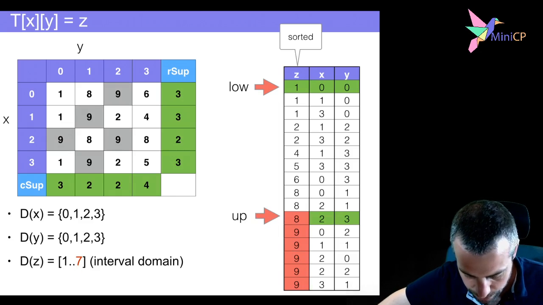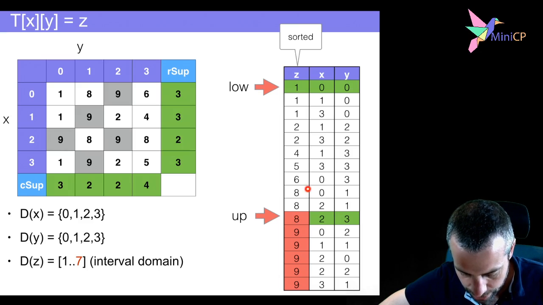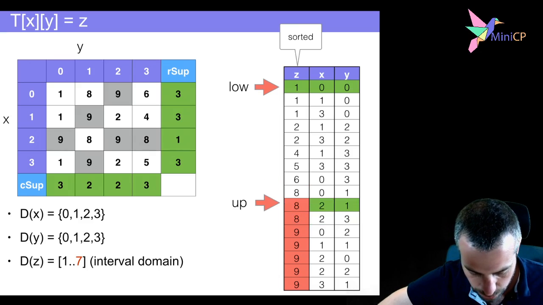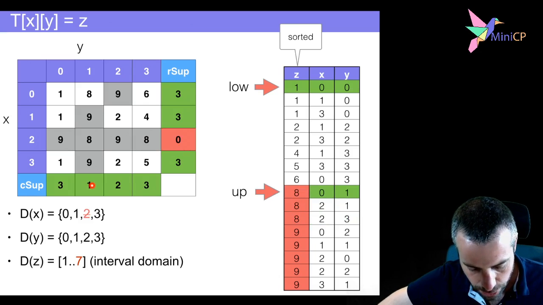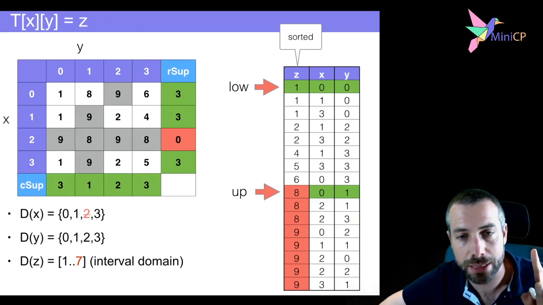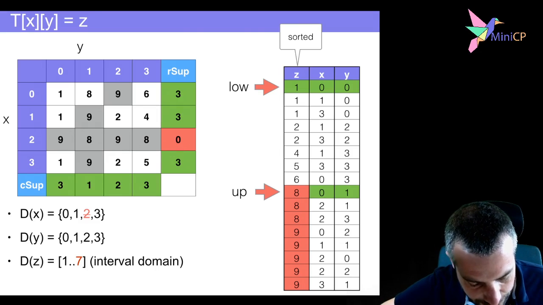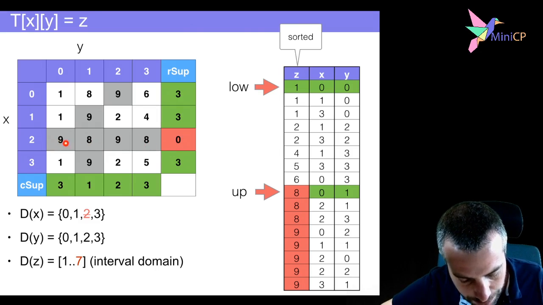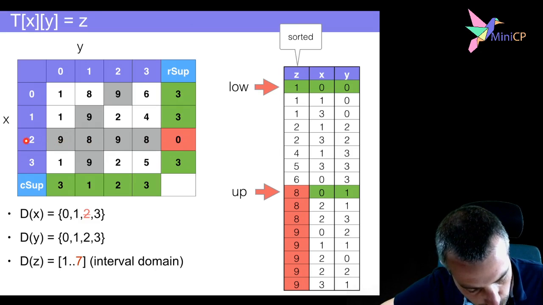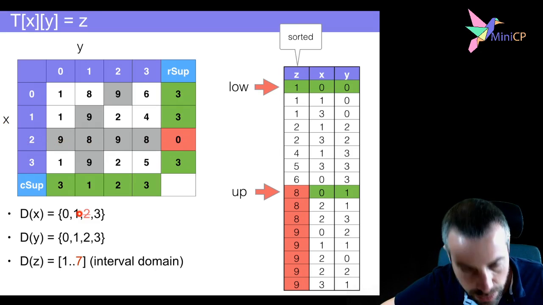So here I need to increase because 9 is no longer there. I need to go at least up to here. This is what I do. And you see that I'm updating the counter. And now something interesting happens because the counter here has become 0. It means that this row no longer has a support, and it means that I can remove this value 2 from the domain of X. And this is what I do.